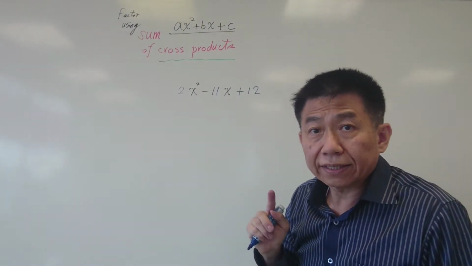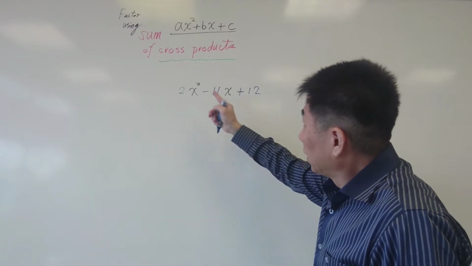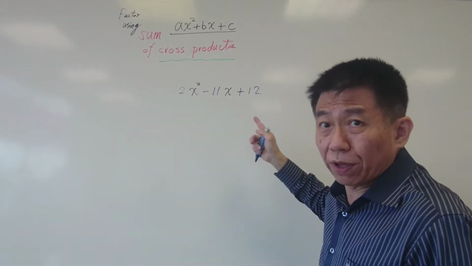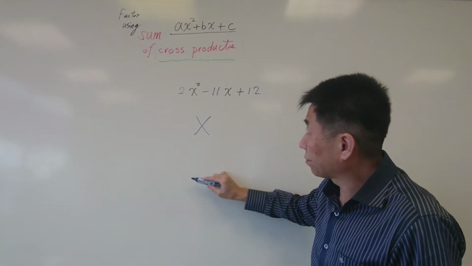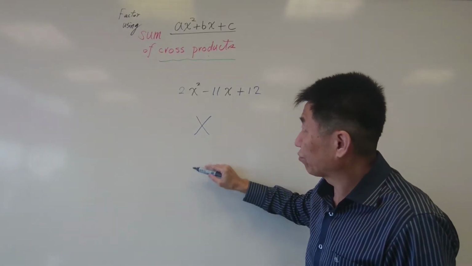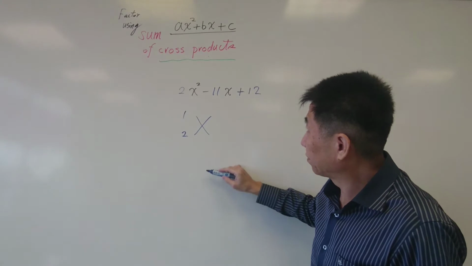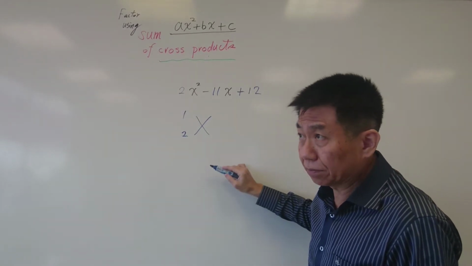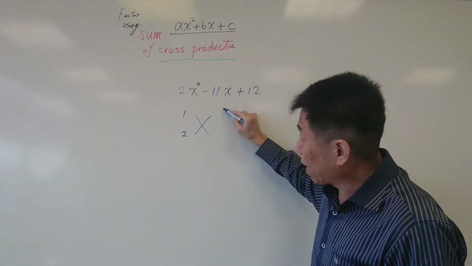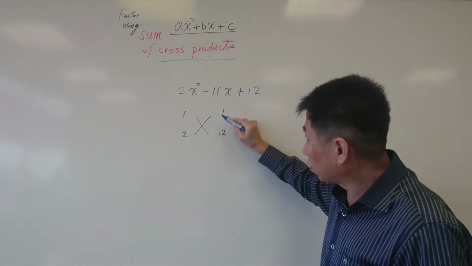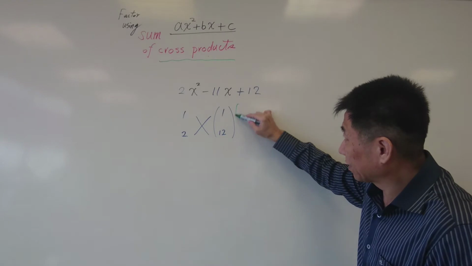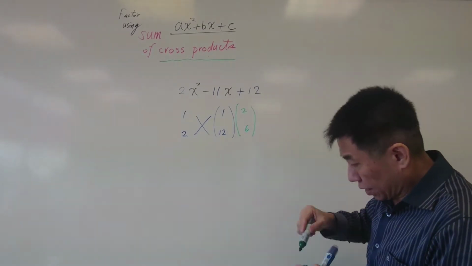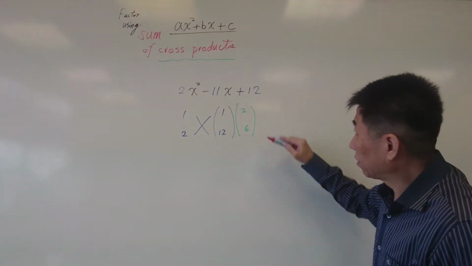Okay, let us continue, okay? This one, how do we factor it? Okay, you put a cross. You put a 1 and 2 here. Now, listen. This one, it could be 1 and 12, the combination. It could be 2 and 6, or 3 and 4.